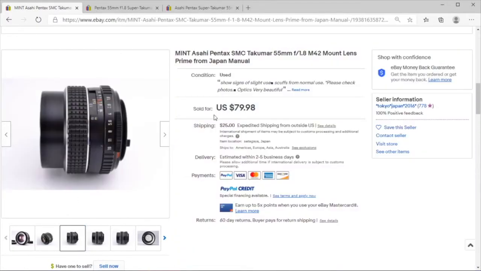At $79, 25 bucks shipping, I'm assuming it came from Japan. Not too bad at all on either side.